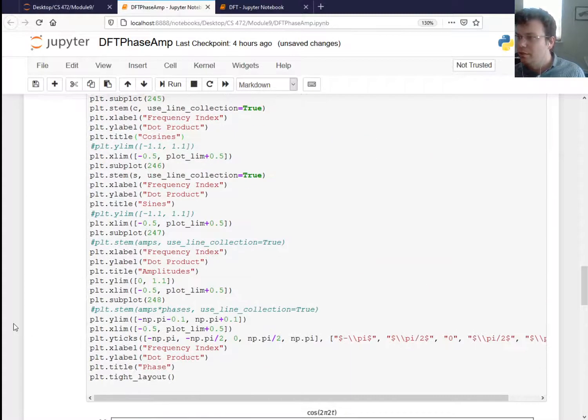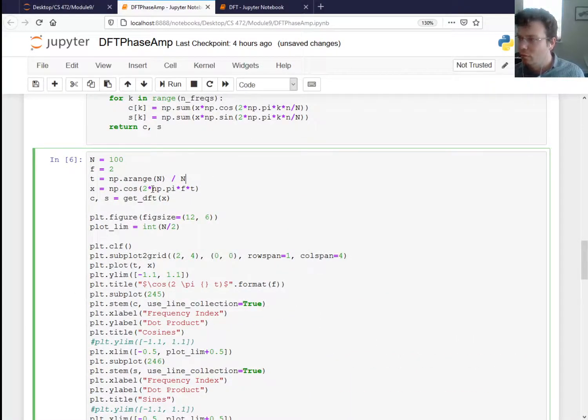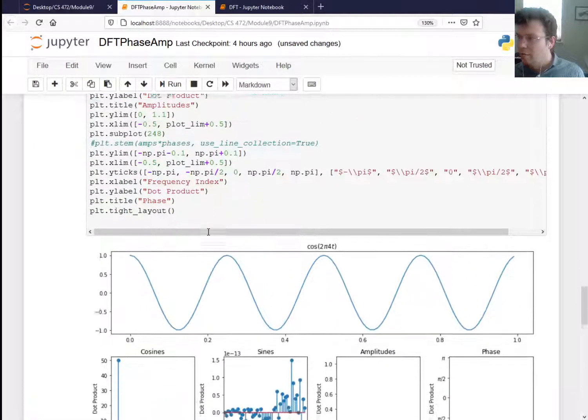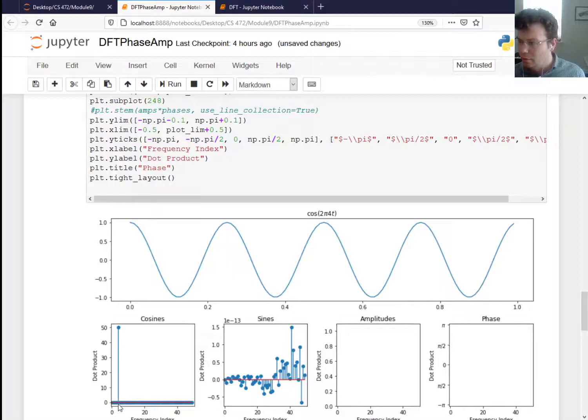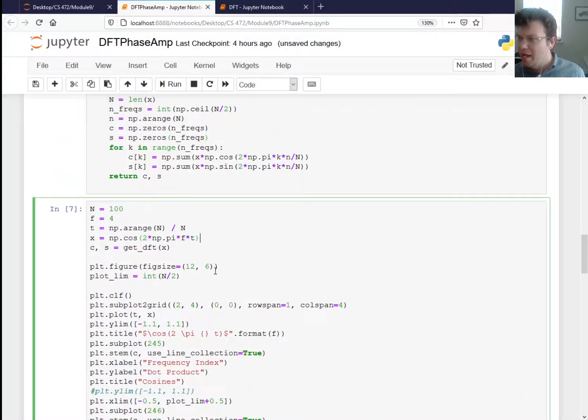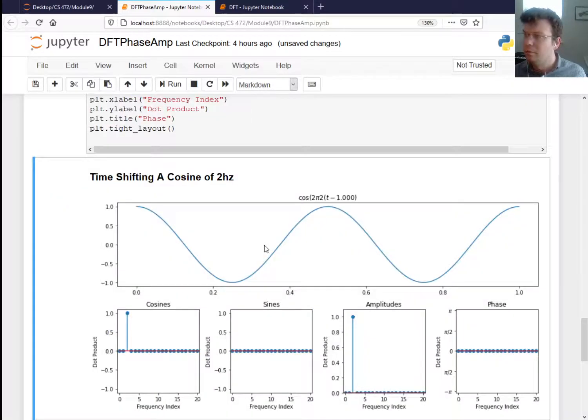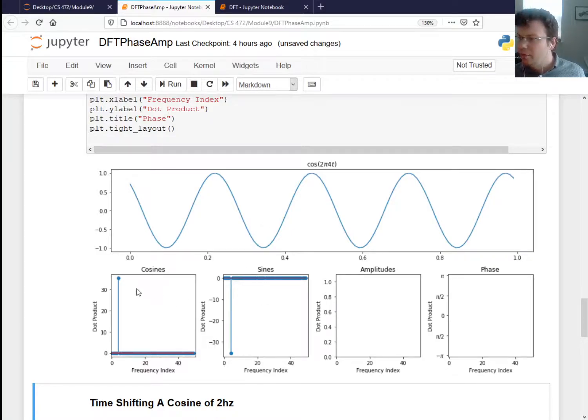Let me increase the frequency to 4 hertz. And now what we see is this shifted over to the bin at index 4, and the sines are still insignificant. If I add a phase to this, remember what should happen? Let me add a pi over 4 phase, which will split it evenly between sine and cosine. Now I see I have this much in cosine and this much in sine.